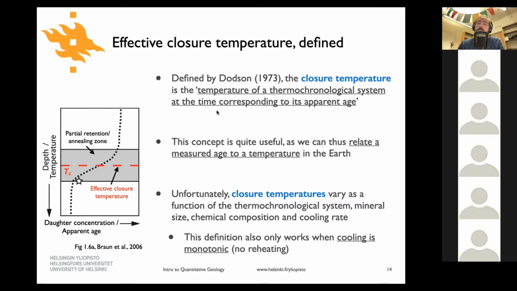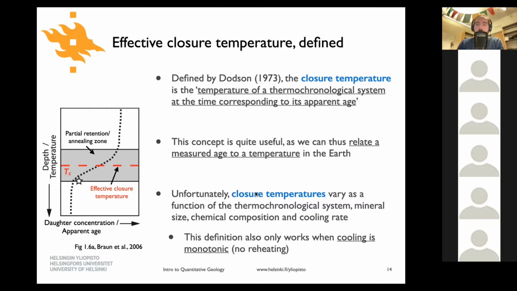And that's something we can estimate based on a method outlined in the 70s by Dodson. This is something that's still used today. Very simple conceptual model, but built on the ideas of diffusion inside crystals. And that's how this overall works. It allows us basically to come up with something that we can relate a measured age to a temperature, which is an important step we need to make.